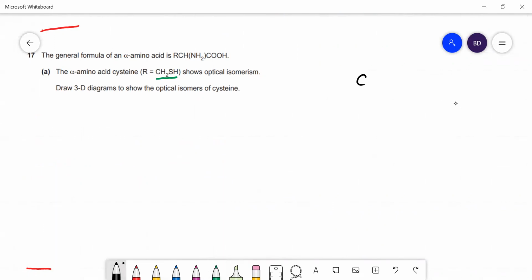We have this carbon here, which is attached to a carboxylic acid group, a hydrogen, the R group, and the amino group. And of course, it is this carbon which is always asymmetric, except in the case where that R is hydrogen. So we've got cysteine here. That R group is going to be CH2SH. So we'll draw our asymmetric carbon.